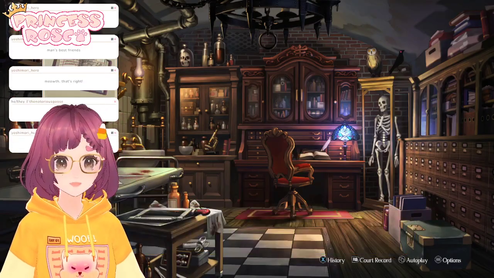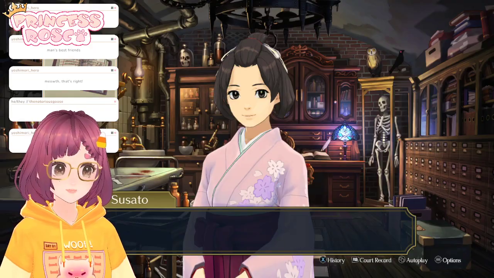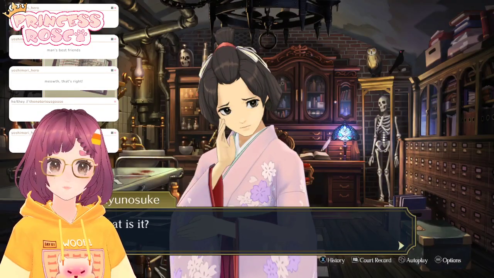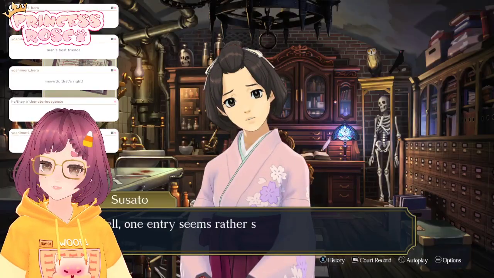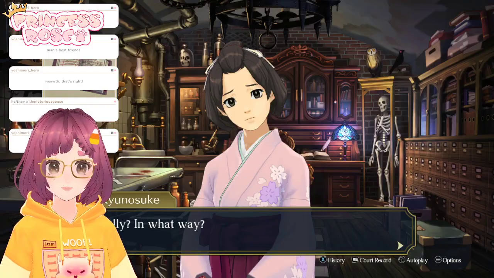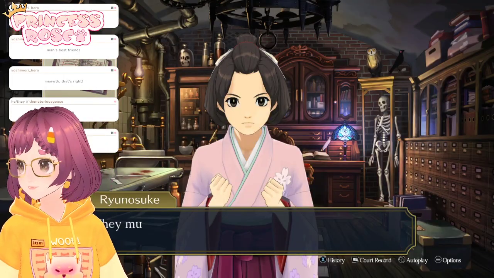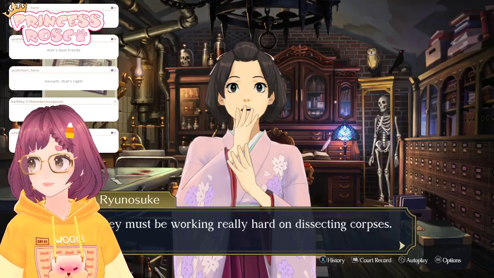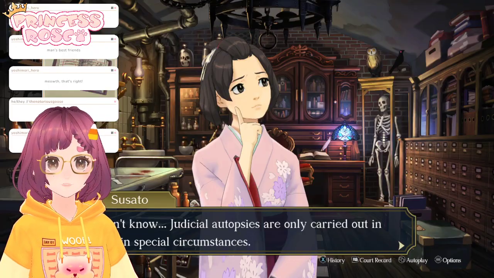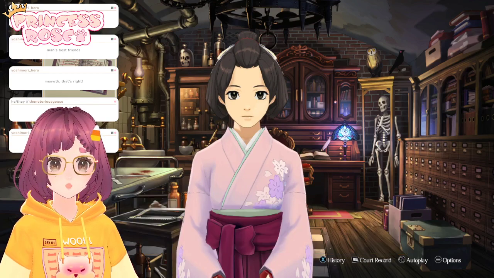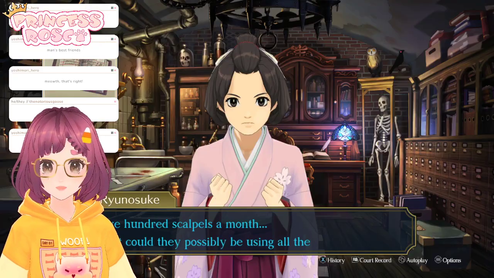I see. Look at this big, thick book here. Ah, it appears to be an accounting ledger. It's a record of the forensic investigation team's spending, I think. Oh? What is it? It's clear that the team purchases various equipment and supplies on a monthly basis, but, well, one entry seems rather strange. Really? In what way? They're buying 500 scalpels every month. 500? They must be working really hard on dissecting corpses. I don't know. Judicial autopsies are only carried out in certain special circumstances, and scalpel blades can be sharpened too. It does seem a bit strange. You're right. 500 scalpels a month? What could they possibly be using all of them for?